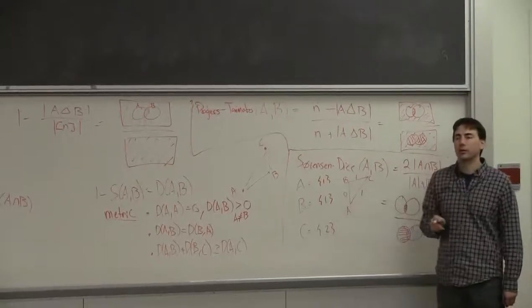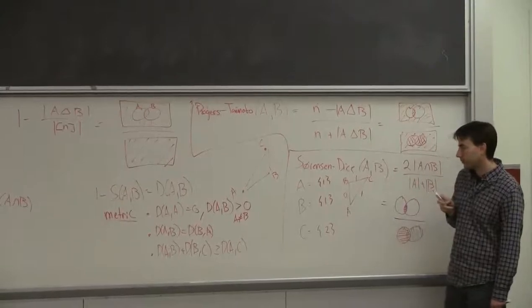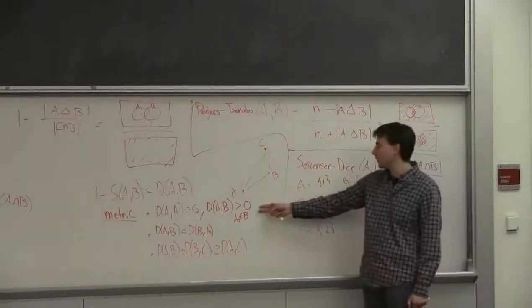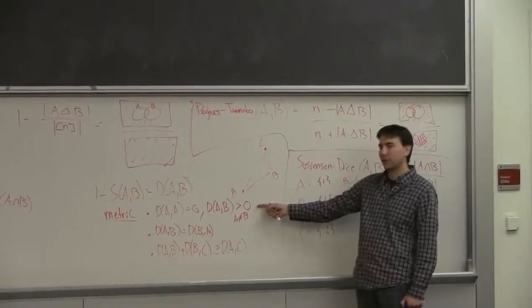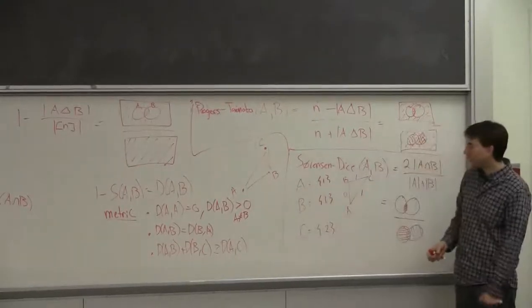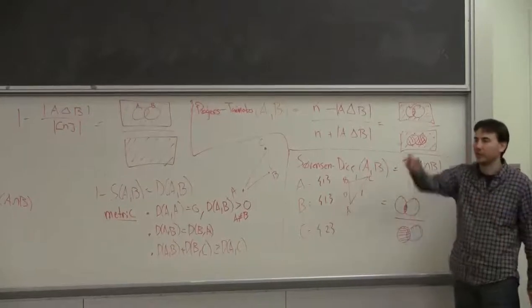How does that not violate the A not equals B stipulation? What this is saying is the distance has to be greater than 0 if they're not equal. Okay, so these two are equal. The sets are equal. The labels are different, but the sets are equal.